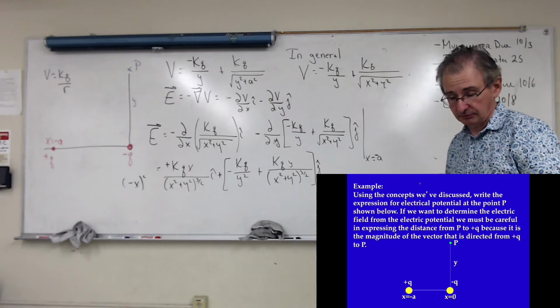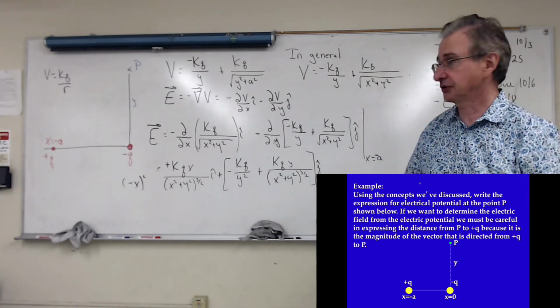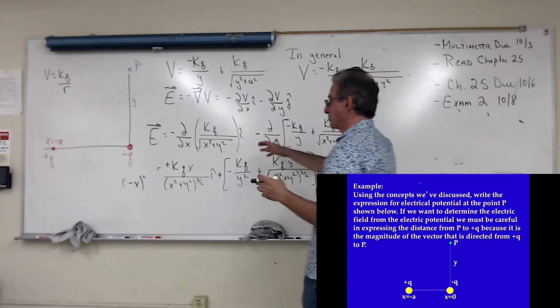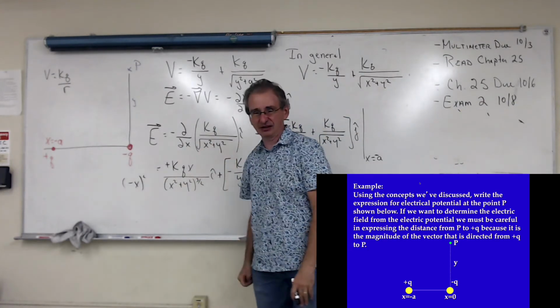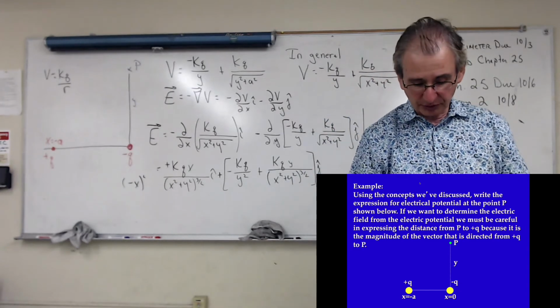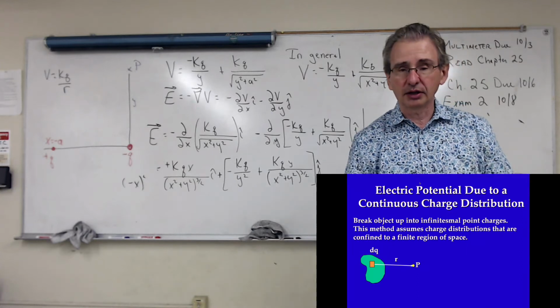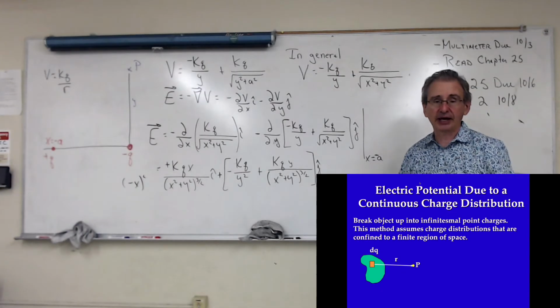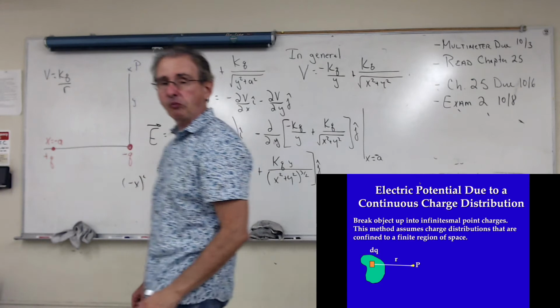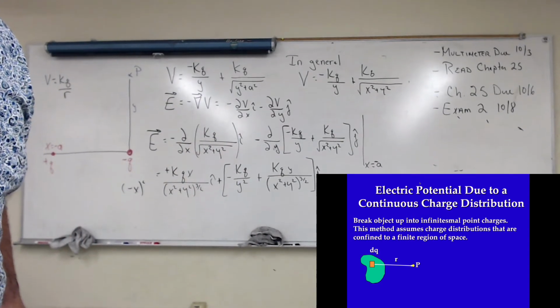So that's it. And so I'm only doing one example. I talked about the case where we have three charges earlier. Calculating electric potential for discrete charge distributions is pretty straightforward. The hard one is the case where you have a continuous charge distribution.